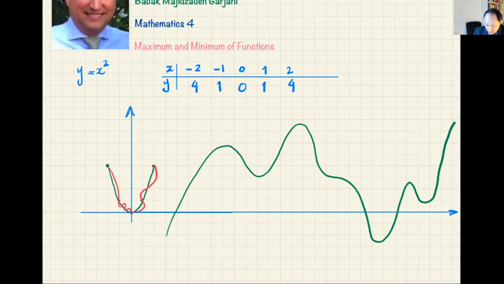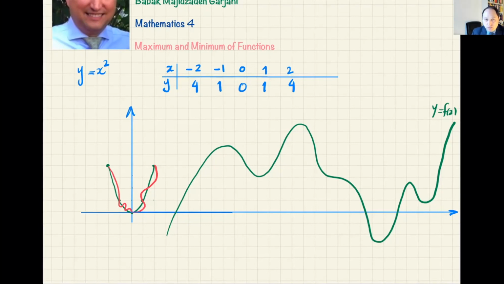Assume that this is the graph of the function that you have, y equals f of x. Which points are more important for you if you want to draw the graph of this function? Which points are more important than the other points in this graph? If I tell you that I will give you the points on the graph that you like, which one do you prefer to have a better picture of this graph? The local maximum and minimum points? Yes, the turning points.